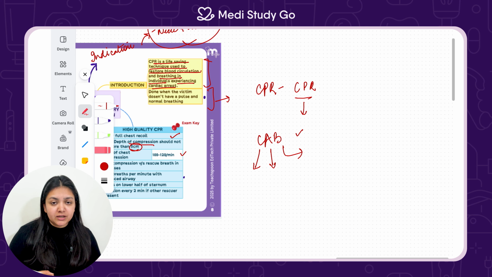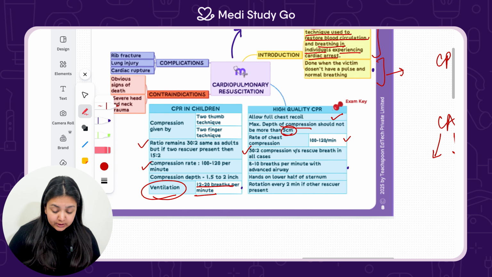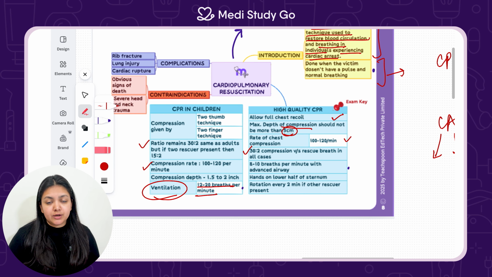What is the difference between ventilation rate and compression rate? Compressions are for circulation, ventilation is for breathing. Compressions are 100 to 120 per minute, whereas the ventilation rate varies in adults and in children. In adults, it is around 8 to 10 breaths per minute, but in children, it's 12 to 20.